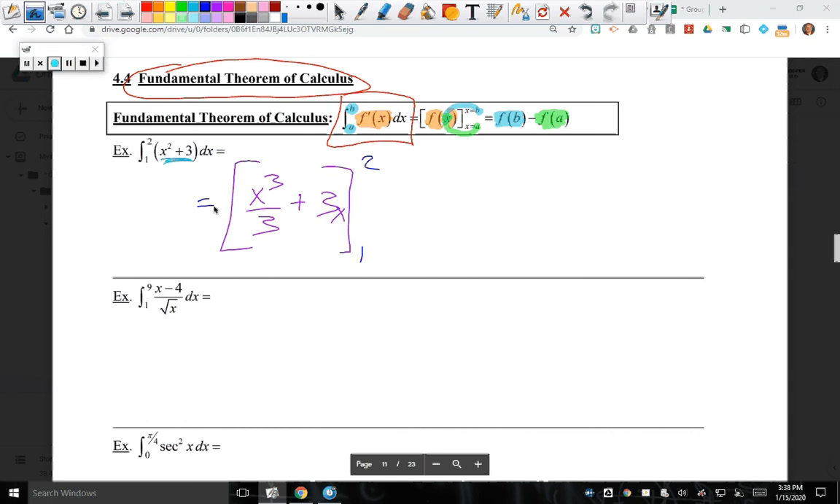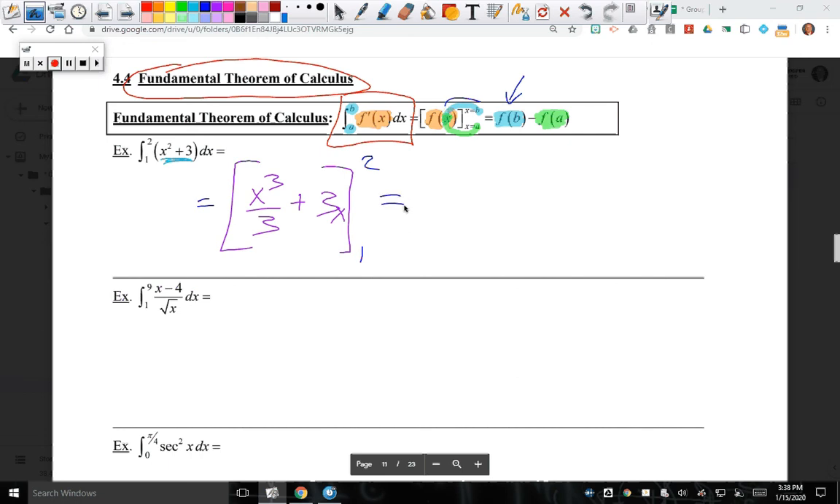But which one do we plug in first? Wait, why is it 2 on the top and 1 on the bottom? That's what I'm saying. Because we're doing left to right. But the way we plug it in is we plug in the top one first because it's final position minus the initial position.